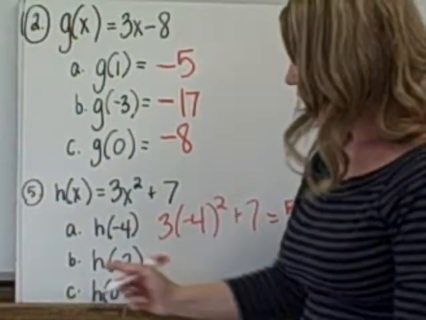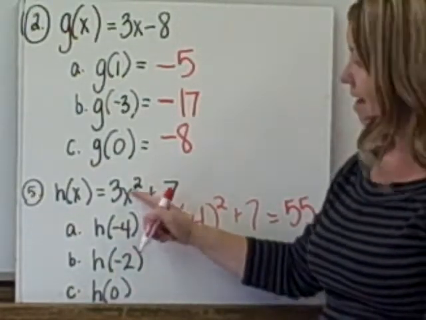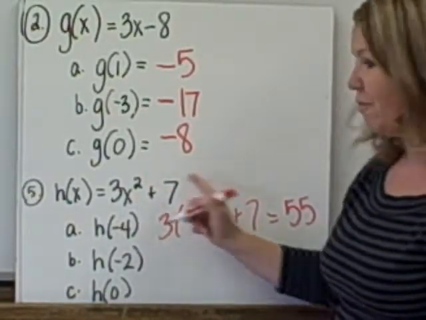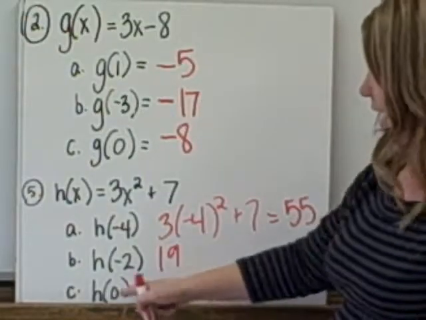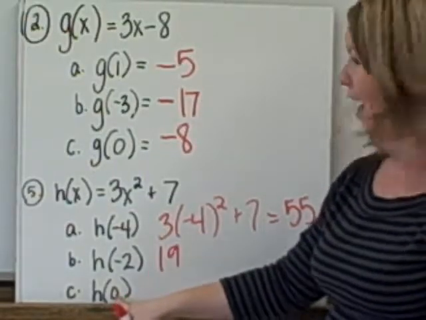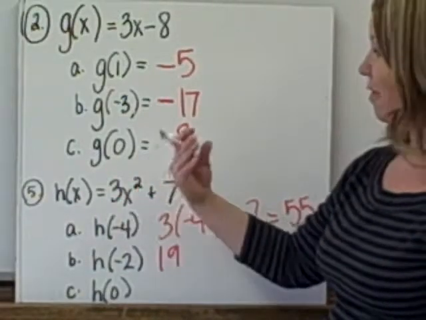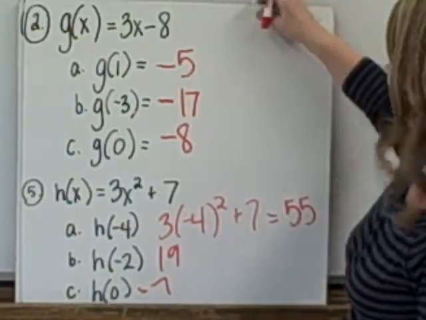55. Letter B, I'm putting negative 2 in for the x. Negative 2 squared is 4. 3 times 4 is 12, plus 7 is 19. And I'm putting 0 in for x. 0 squared is 0. 3 times 0 is 0, plus 7 is 7.